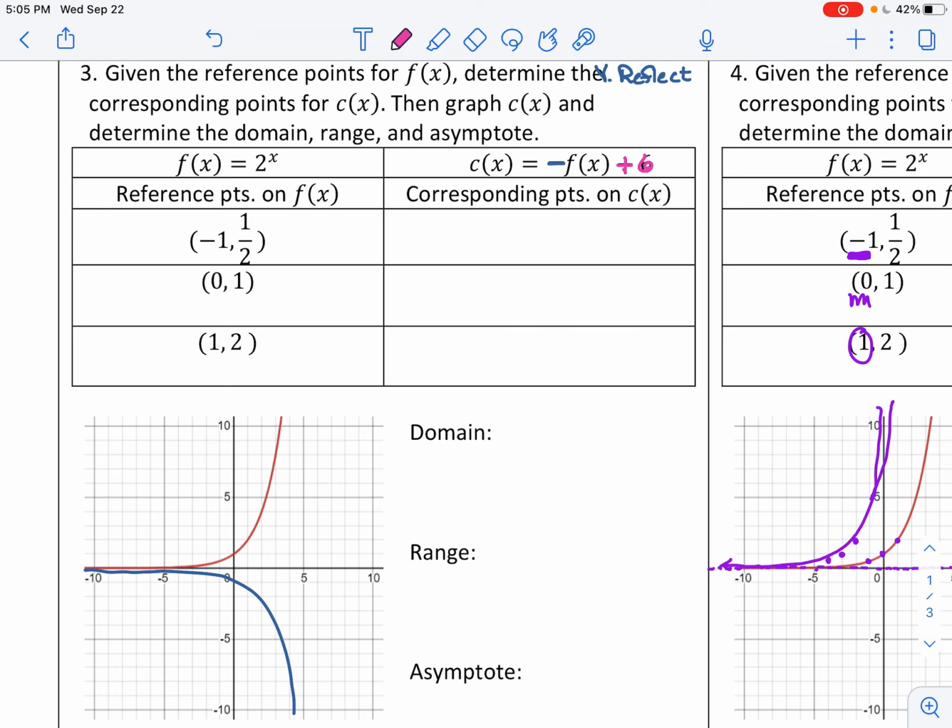This does not say x plus 6. X has been done. It's completed. We are not changing the x values. We are just going to be translating.